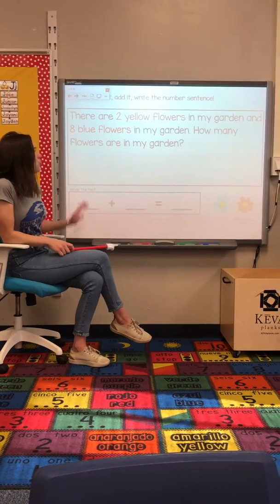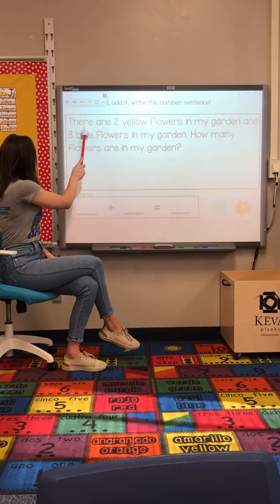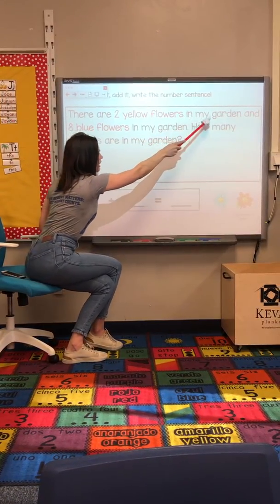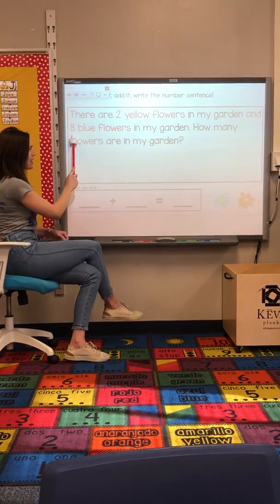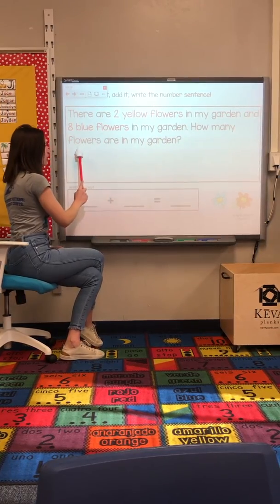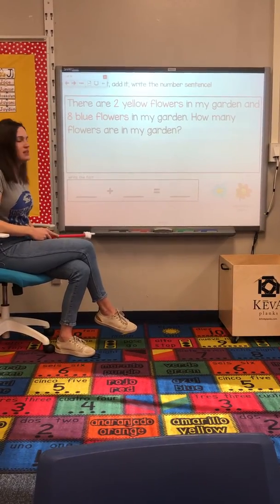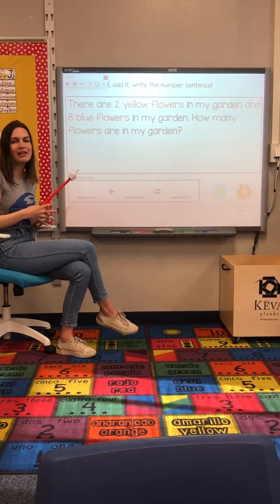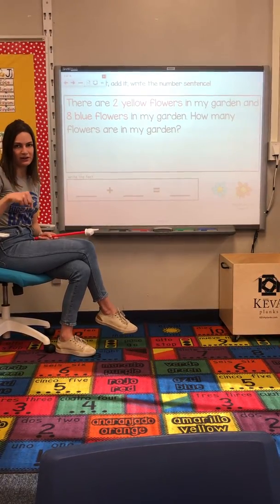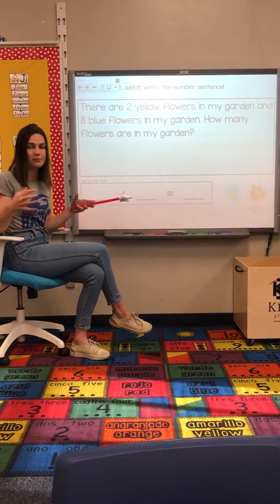Today, let's look at a word problem. I'll just read it to you to start. There are 2 yellow flowers in my garden and 8 blue flowers in my garden. How many flowers are in my garden? So what do they want us to do to these numbers? They want us to add them together. So is our answer going to get bigger or smaller? That's right, it's going to get bigger. When we put 2 things together, our number gets bigger.